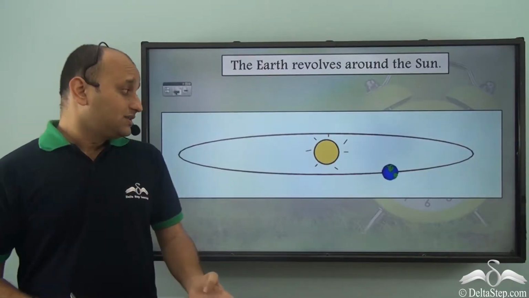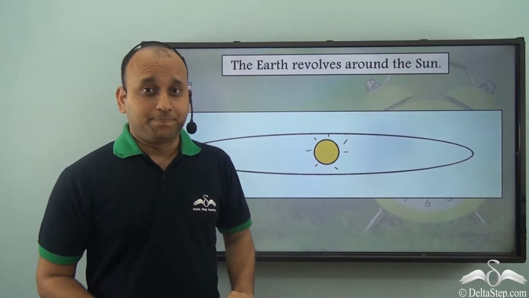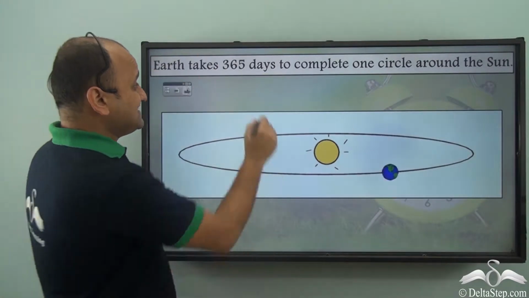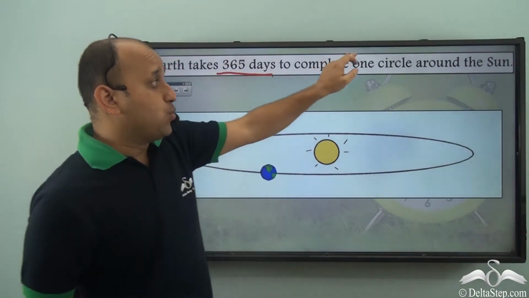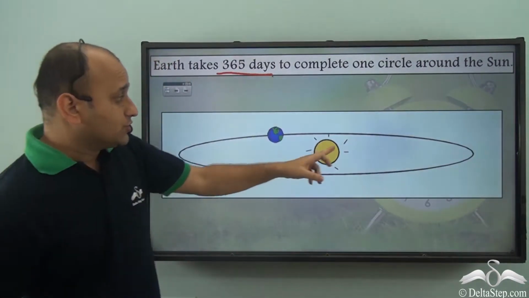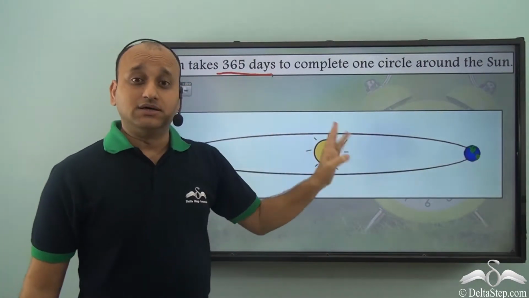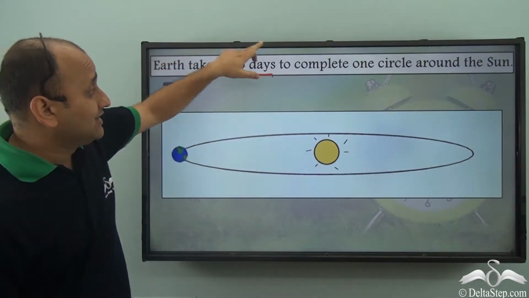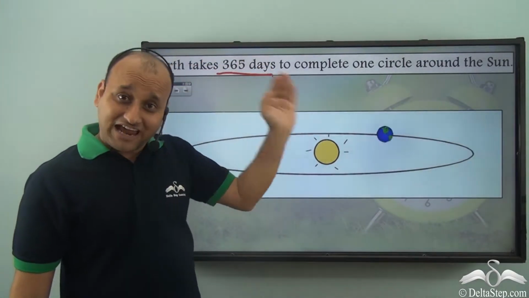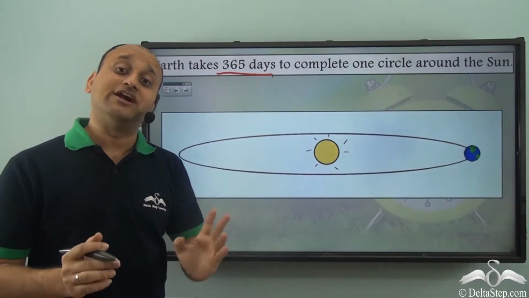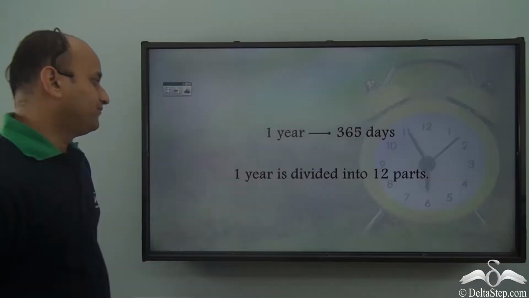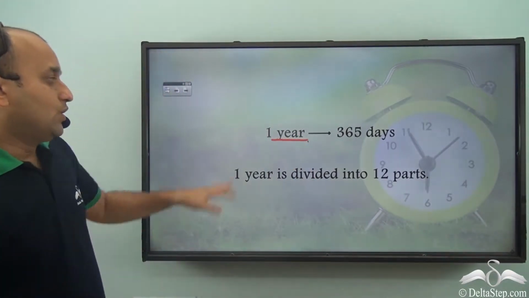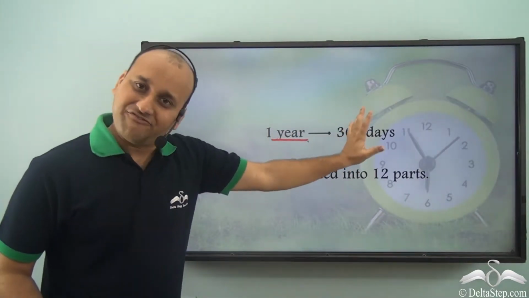Now, the earth revolves round the sun, and earth takes 365 days to complete one circle around the sun. So, to complete one circle, earth takes 365 days, and this particular group of days, that is 365 days, has been defined as a unit of time. Now this unit is called a year. Now 1 year has 365 days.